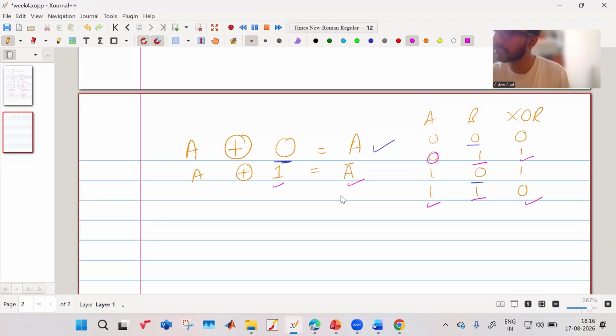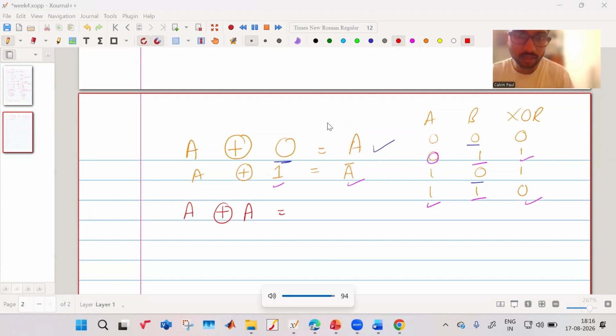Another thing is, what is A XOR A? What is the output of that? 0. Oh, I cannot hear actually. I'm not able to hear. Can someone tell? Just one minute. Okay, so A XOR A is actually 0.